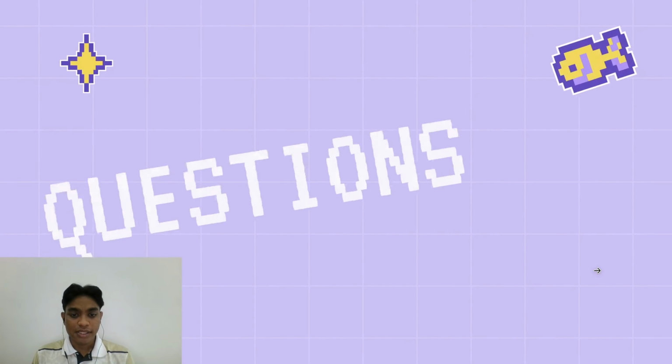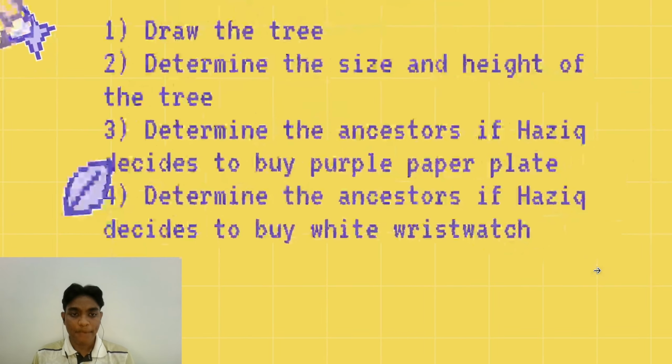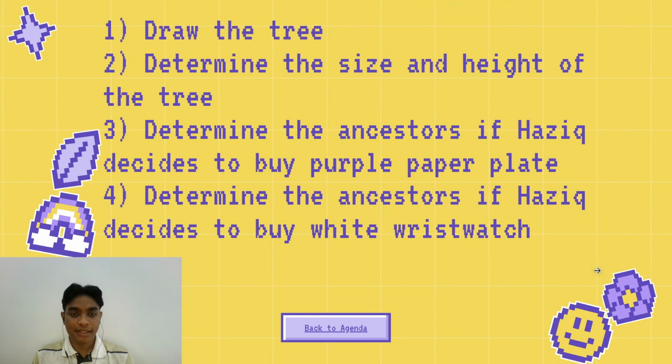So the questions are: first, draw a tree; second, determine the size and height of the tree; third, determine the ancestor if HAZIQ decides to buy a purple paper plate; and for the last, determine the ancestor if HAZIQ decides to buy a white wristwatch.